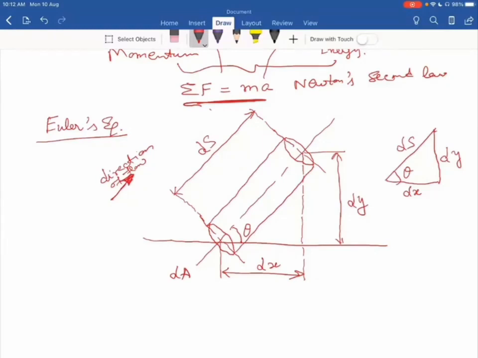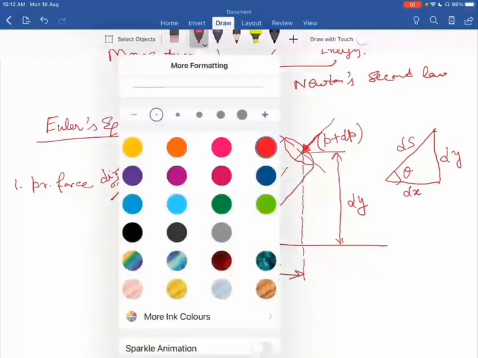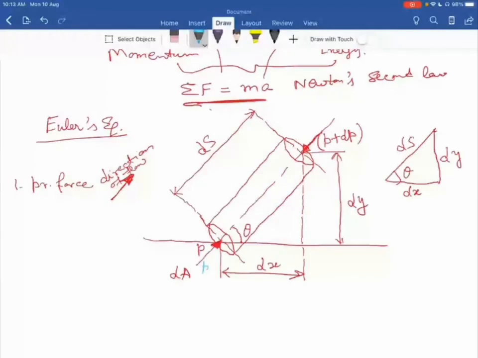The first force acting on the fluid is the pressure force. Say over here the pressure intensity is P. On the other face of this pipe, the pressure intensity is P plus dP, as there is some difference from the bottom pressure. Then the pressure force at the inlet is P into dA, and here the pressure force is P plus dP into dA. So this is the first force acting on this element.